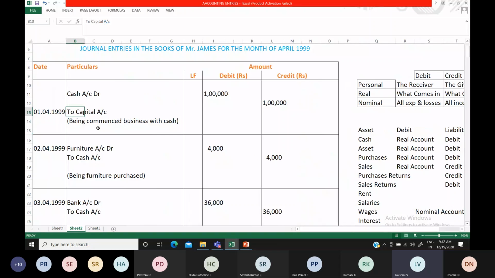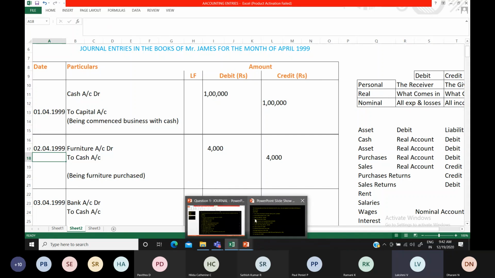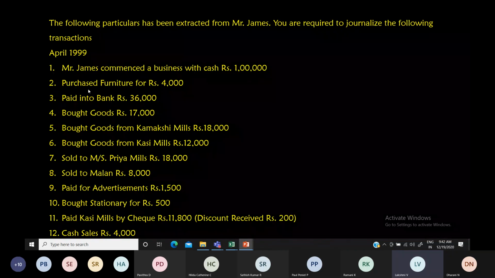So capital is considered as a liability that the business has to give back to him. So I am going to credit the capital account, being commenced business with cash. So next, if you see, this is our first day transaction entry. And second day, if you see, purchased furniture for rupees 4,000.